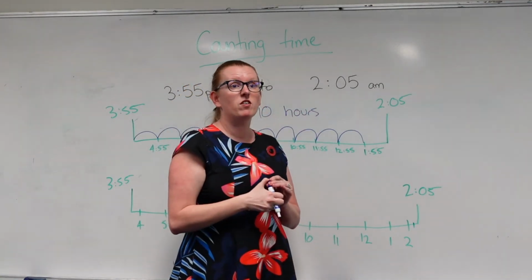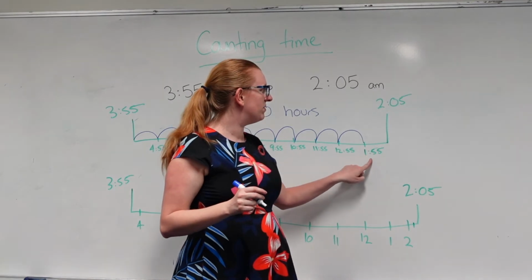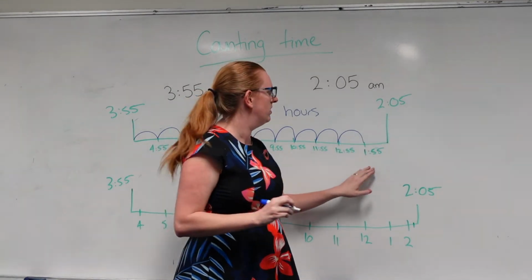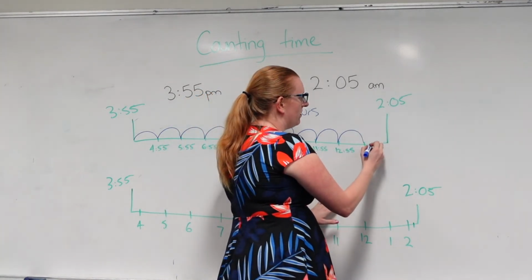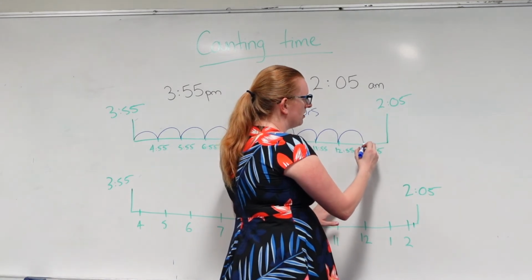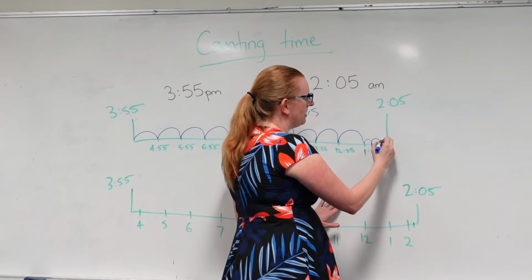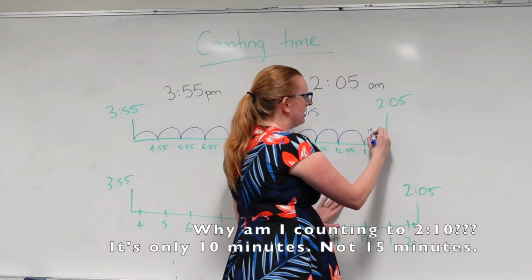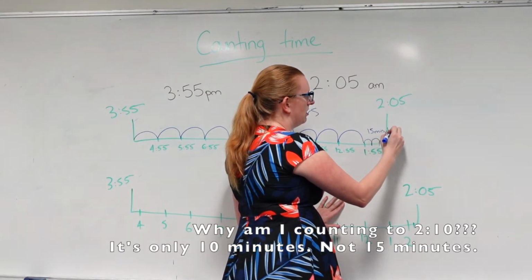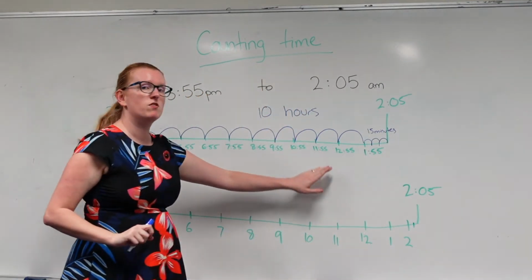And then I just have to figure out how many minutes there are between 1:55 and 2:05. So that would be 5 minutes to make it till 2 o'clock, so 5 minutes. 5 minutes to make it to 2:05, and then another 5 minutes, so it would be 15 minutes. So 10 hours and 15 minutes.